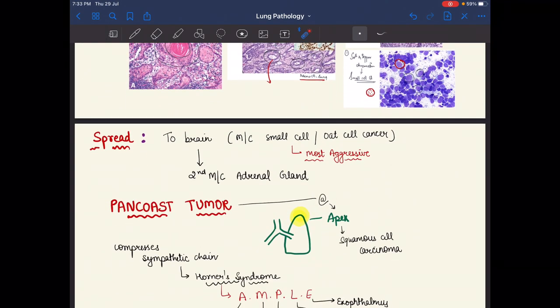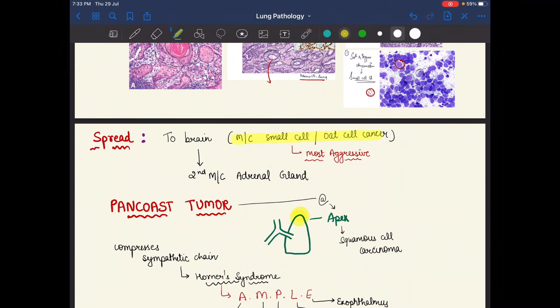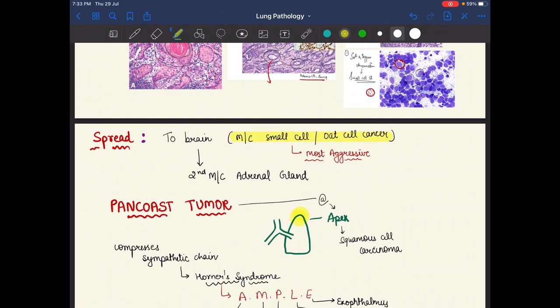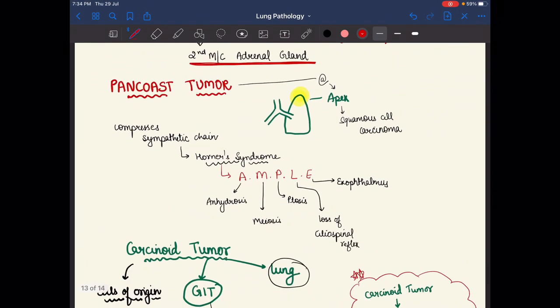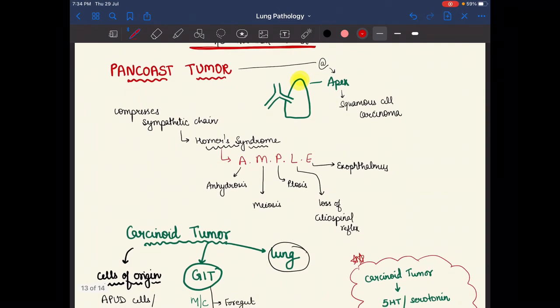Now their spread. The most common lung cancer that spreads to the brain is small cell cancer, or oat cell cancer, and it is the most aggressive. So small cell carcinoma is the most aggressive carcinoma, and the second most common is adenocarcinoma, but the first most common is small cell carcinoma, or we can say oat cell cancer. Now the next one is the Pancoast tumor.